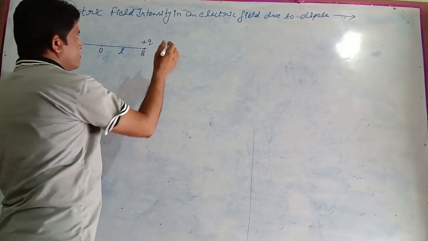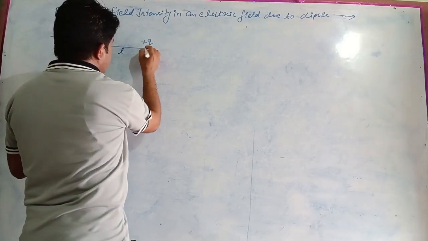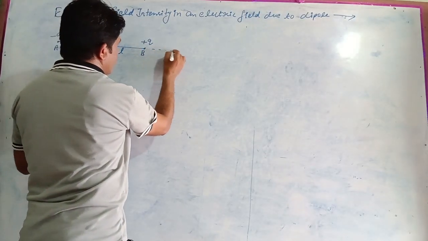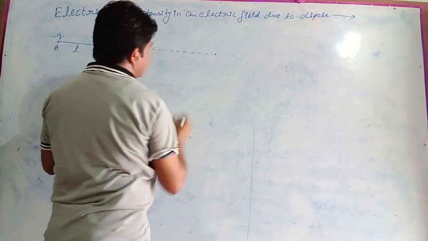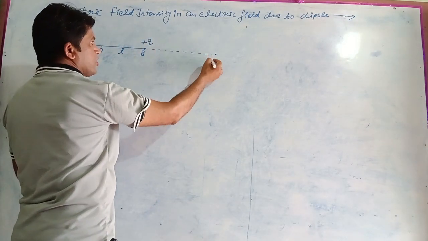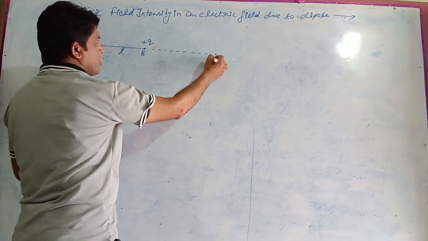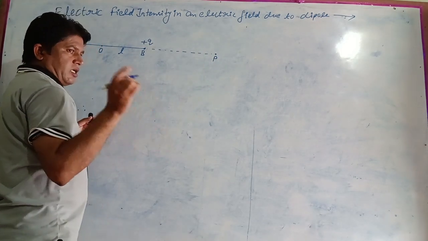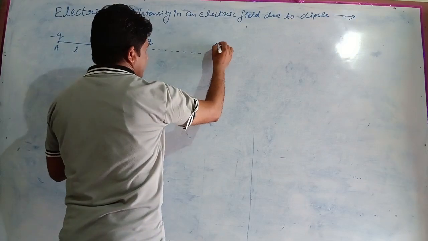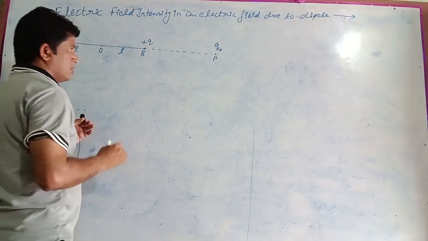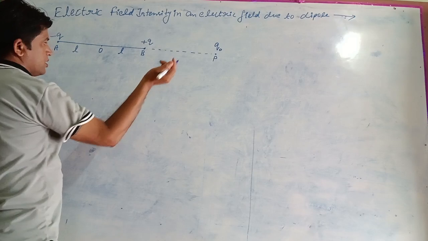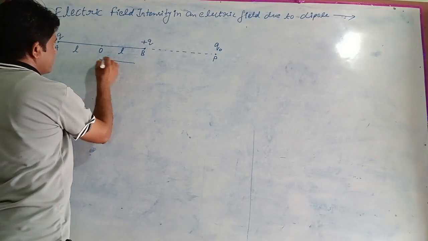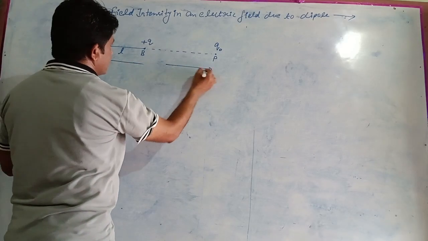Axial line means along this line AB. So we have to find another point on this line like this. This point you may assume as point P, and at this point P, a test charge is held, that is called Q naught. The distance of this charge from the center is R.